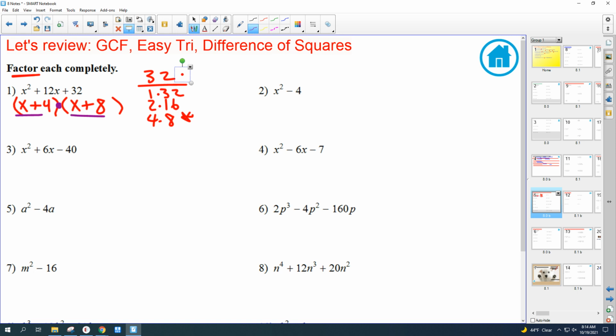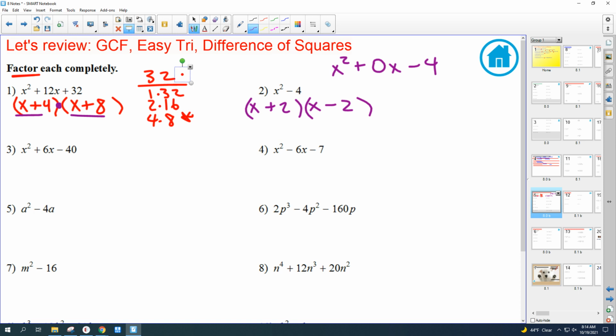Number 2 is a difference of squares problem. Difference of squares problem also splits into two binomials. And if you want to think about it as an easy trinomial, I suppose you could if you put a 0 in the middle. You need two numbers that multiply to -4 and add up to 0. But if you recognize difference of squares, you're just going to take the square root of 4 as 2. It's going to be x plus 2 and x minus 2.